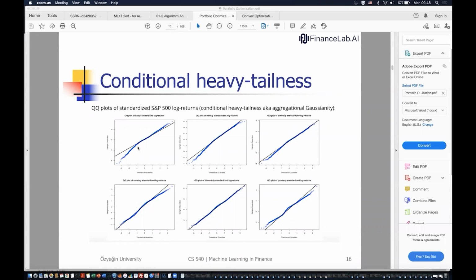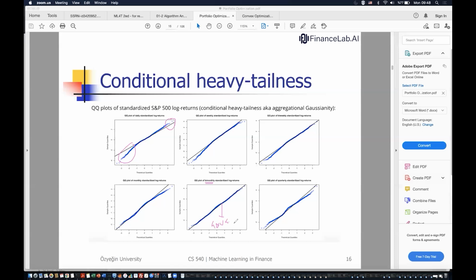So for instance, if you look into the plot on the daily standardized log returns, we tend to see asymmetry and conditional heaviness here and in this region as well. So that's why it's not the same as Gaussianity. But if we look at returns over a longer period, such as bi-monthly returns, then the theoretical and sample quantiles almost match each other, meaning that this becomes almost a Gaussian distribution.